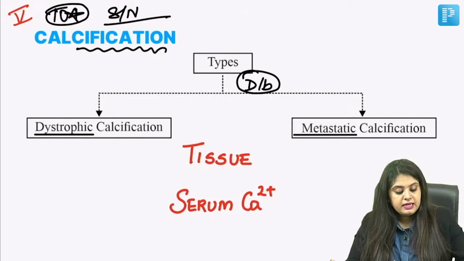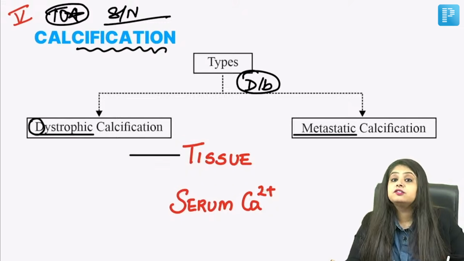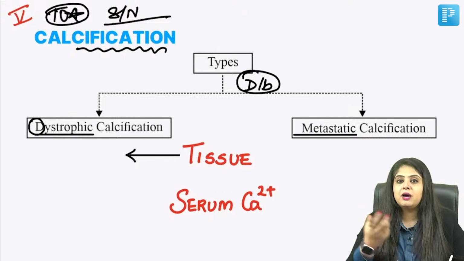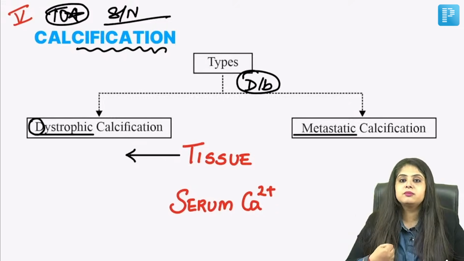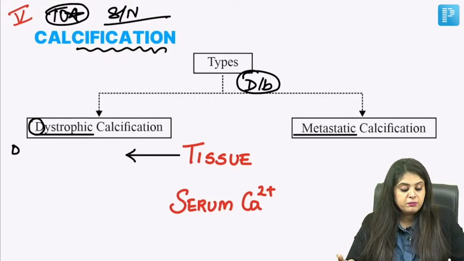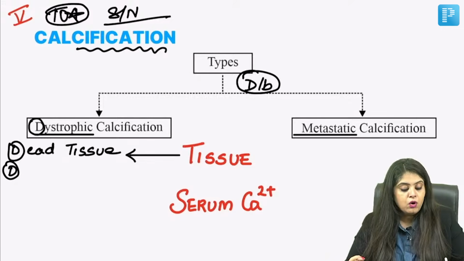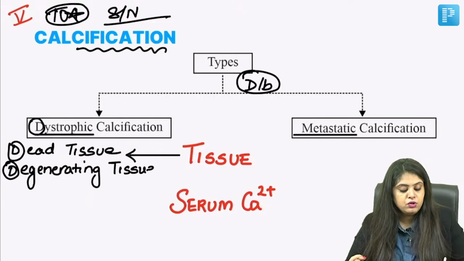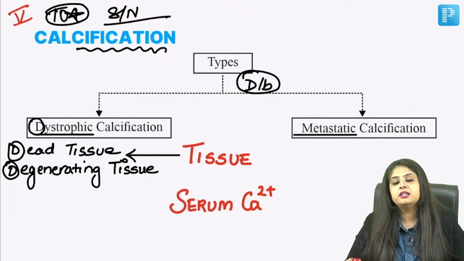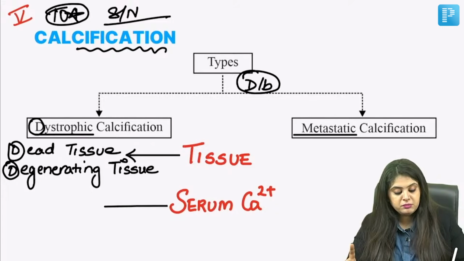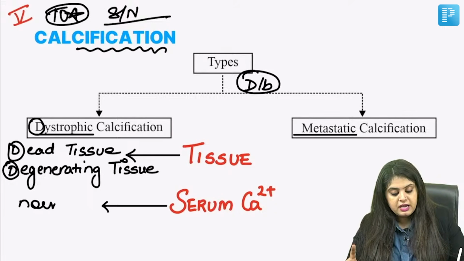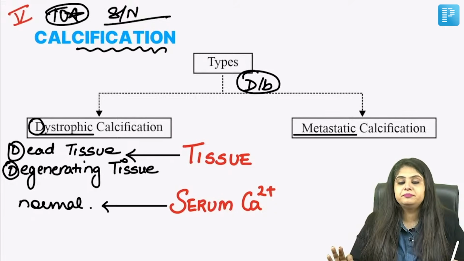So remember, in dystrophic calcification, it's the tissue that is attracting the calcium. The artery itself has a problem, it is saying, calcium please come and sit on me. So what is the problem in the tissue? Either it is a dead tissue, the tissue has died, that will attract a lot of calcium, or it is an old age tissue. Old age tissue means degenerating tissue. Either it is a dead tissue or a degenerating tissue. The problem is in the tissue. This means the blood calcium levels are totally normal.